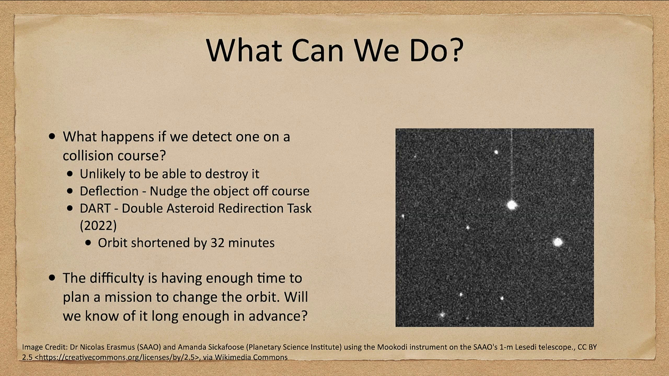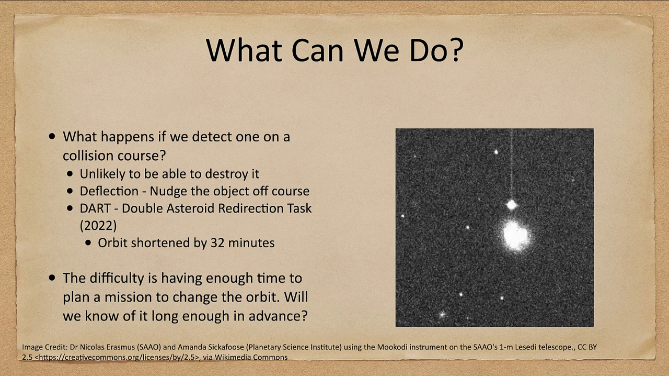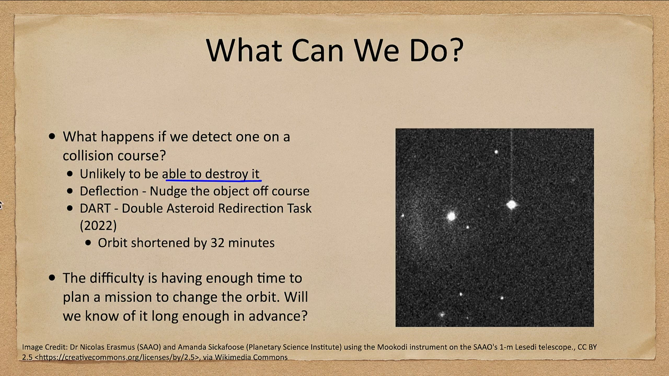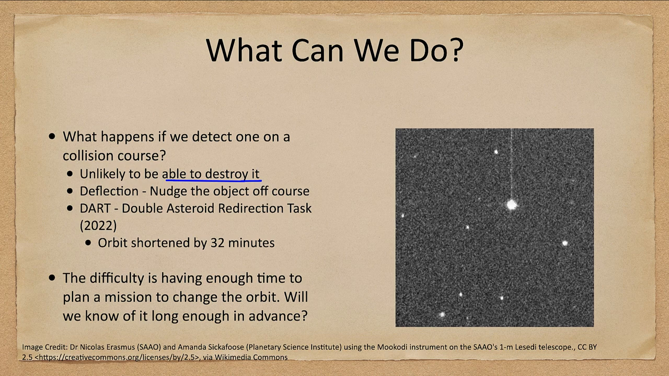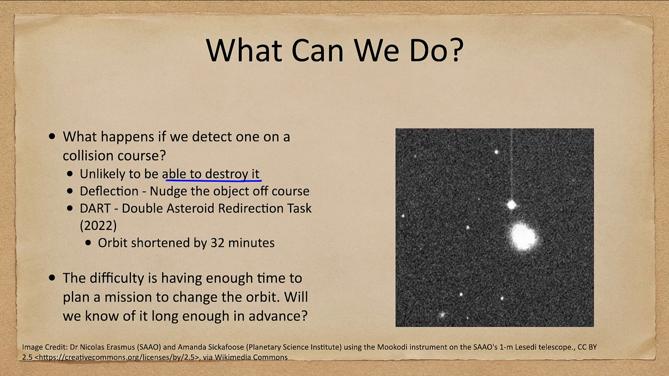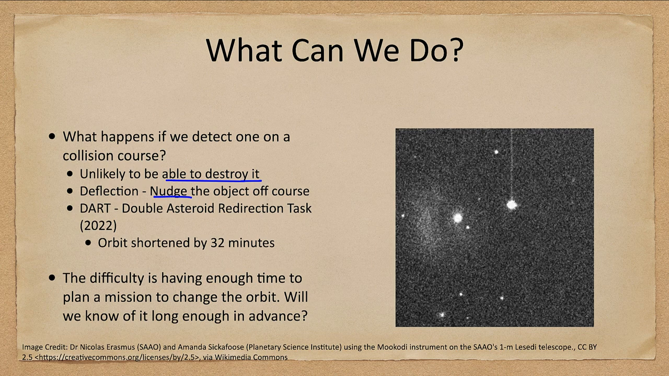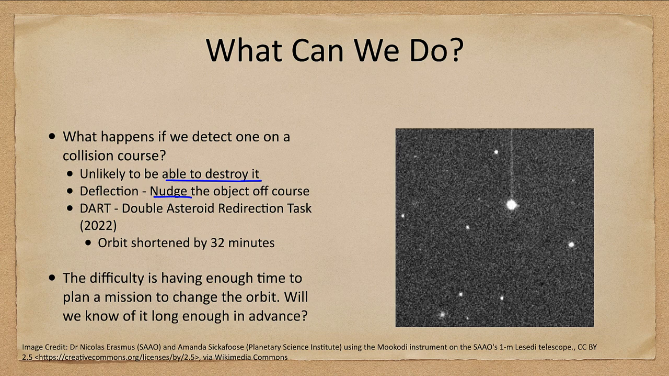So what if we find something on a collision course? Well, you can't destroy it. It would be very difficult to destroy something like an asteroid. So the best thing that you could do is to try to deflect it, just to nudge it off course. We don't need to destroy it. We just need to make sure that it doesn't strike Earth.